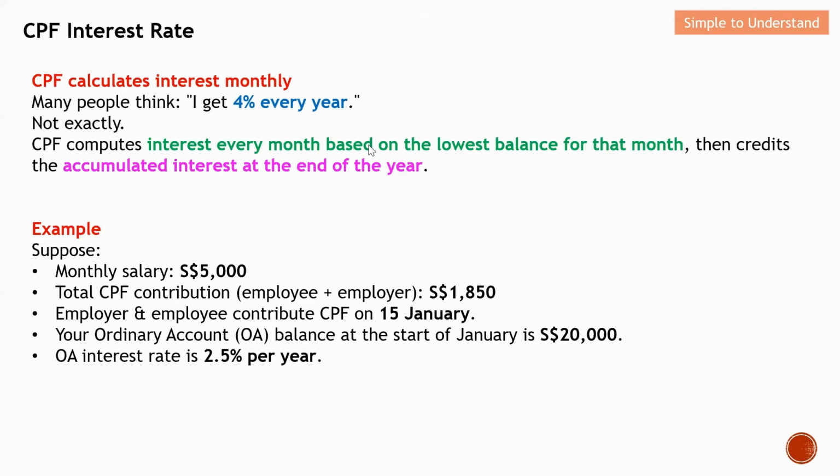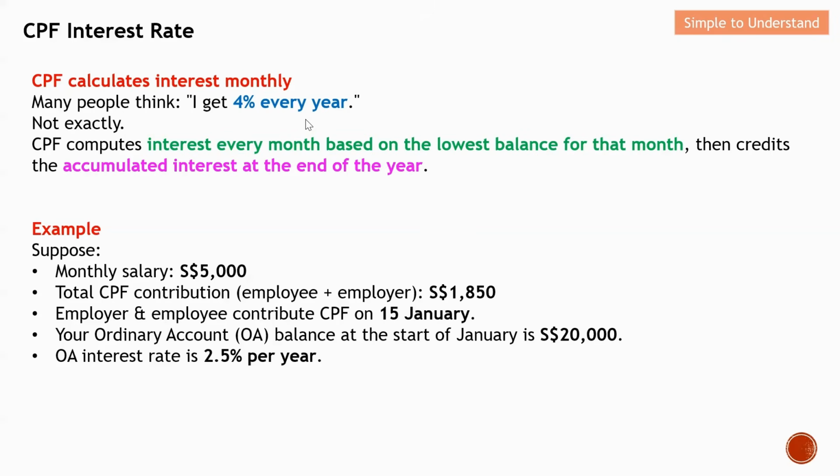They count our interest every month based on the lowest balance for that month. Let's say in the month of January, our lowest balance will be used to compute our interest. After computing the interest for January, they will accumulate the rest of the months, like February, March, etc., and then credit our interest at the end of the year. I guess because of this, the majority of us thought that CPF credits our interest every year. This is the misconception about interest rate.